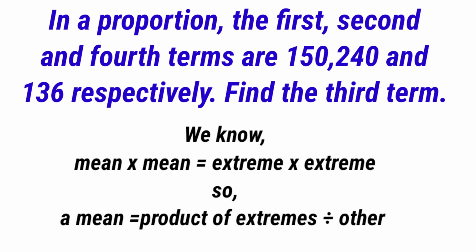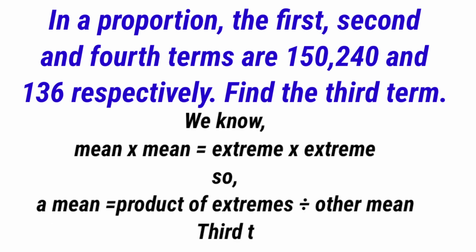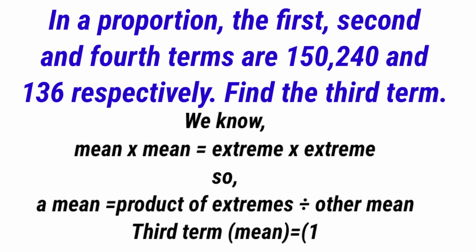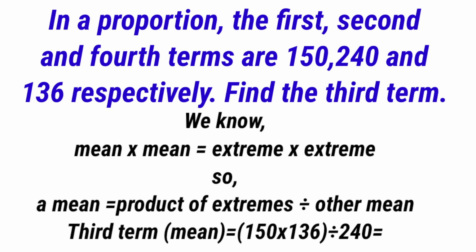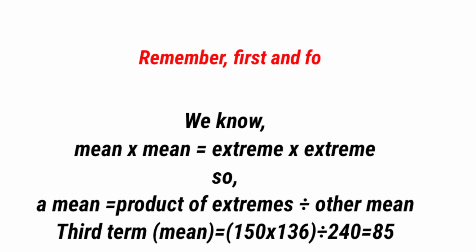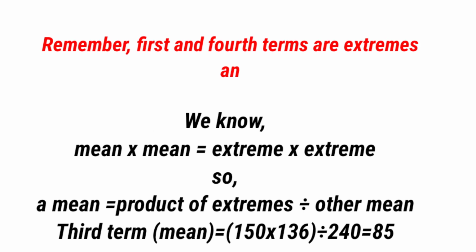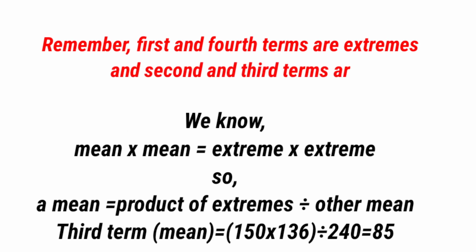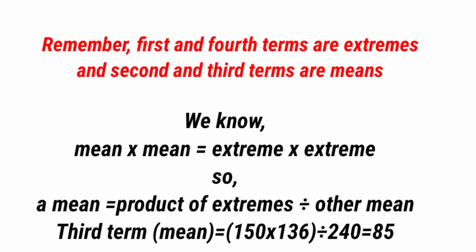So a mean is equal to product of extremes divided by the other mean. Mean means here the third term and second term. So the third term is missing. So third term is equal to 150 into 136 divided by 240, that is 85. Remember, first and fourth terms are known as extremes, and the second and third terms are known as means. So in the question, a mean is missing. That's why we use product of extremes is equal to product of means.